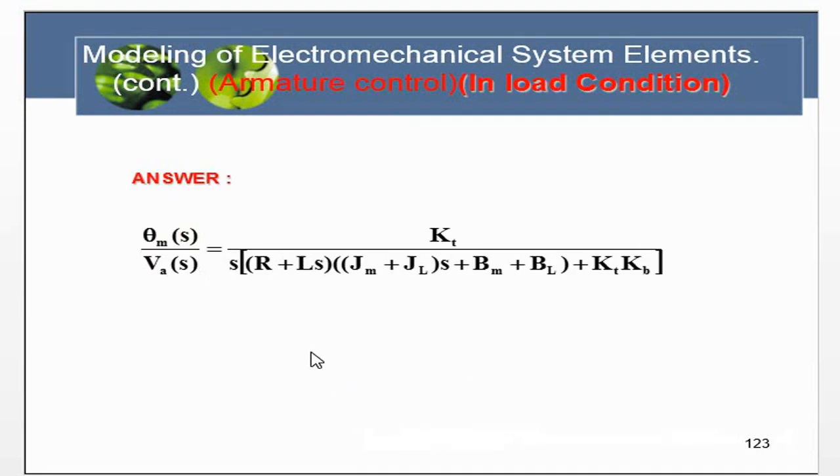Okay, at the end we substitute again the value of ZA, and then we get that theta M(s)/V_A(s) is equal to K_T/s in the bracket (R_A + L_A s) close bracket, and then open bracket (J_M s^2 + B_M s) plus K_T K_B close bracket. That is how we get the formula.